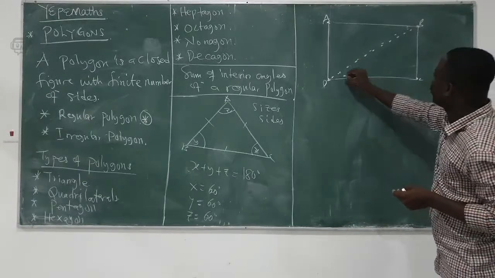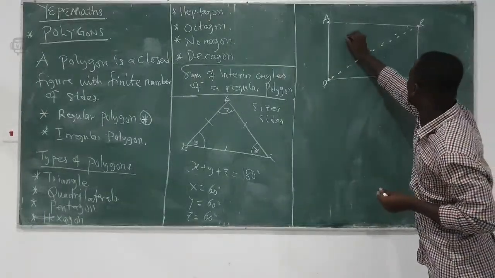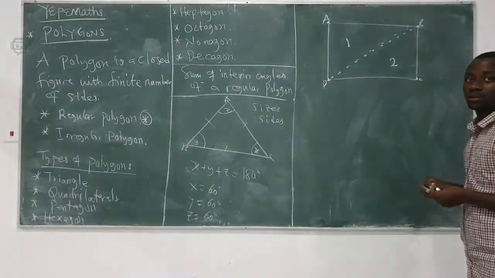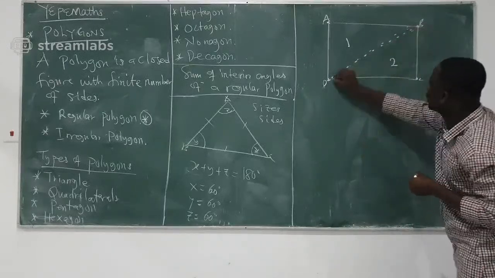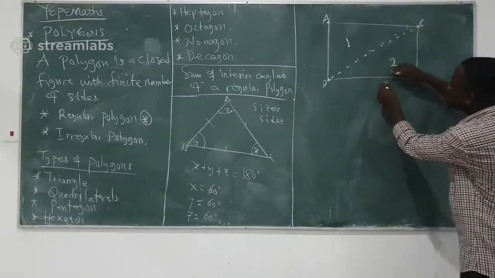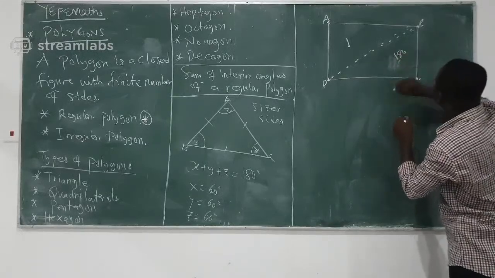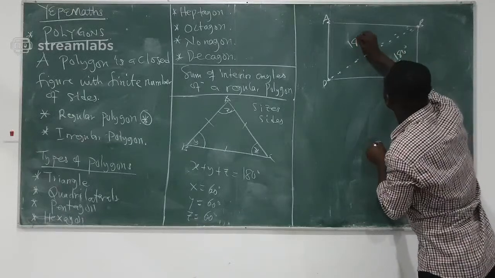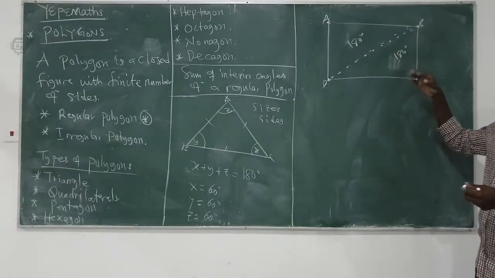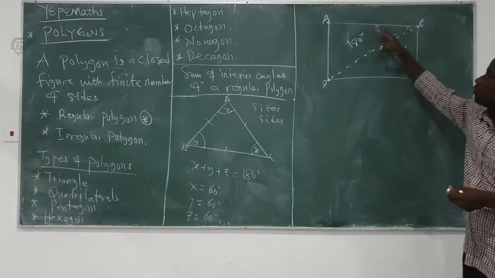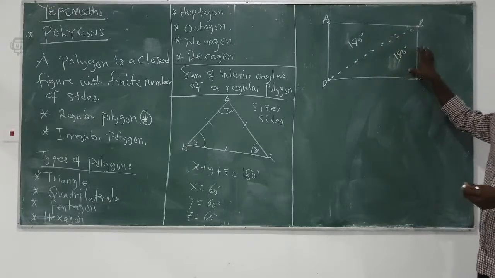So it tells us that when we consider a quadrilateral, we can have two triangles. Let's say this is triangle 1 and this is triangle 2. In these triangles, we have learned that the sum of angles in a triangle is 180 degrees. So here we have 180 degrees, and this one too is 180 degrees. At the end of the day, when we sum these two, it should give us 360 degrees. That's why we say the sum of interior angles in a regular quadrilateral is equal to what? 360 degrees.